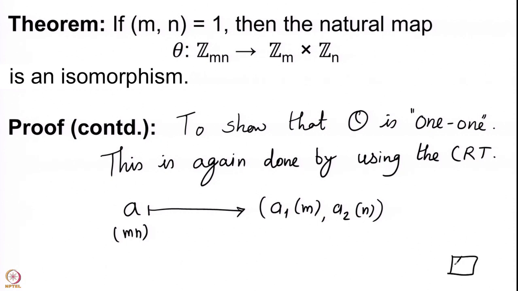So, in a way, the statement that we have written here is nothing but a reformulation of the Chinese remainder theorem. In fact, if you have this statement, you can deduce the Chinese remainder theorem as a corollary from here, and conversely this statement also follows from the Chinese remainder theorem.